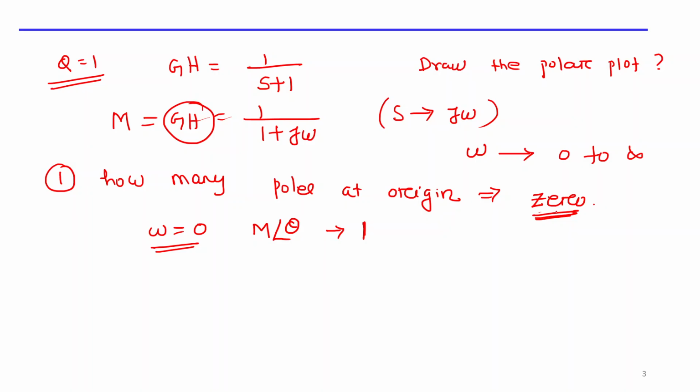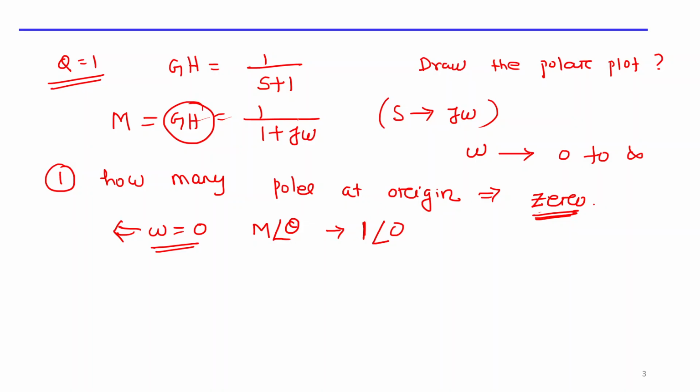If the number of poles at origin is 0, your angle should be equal to 0. So at omega equal to 0, this angle condition comes from the number of poles at origin. These are the methods I'm telling you, just follow them. First, at omega equal to 0, you put omega equal to 0 and find the magnitude. But the angle at omega equal to 0 wholly depends on the number of poles at origin.